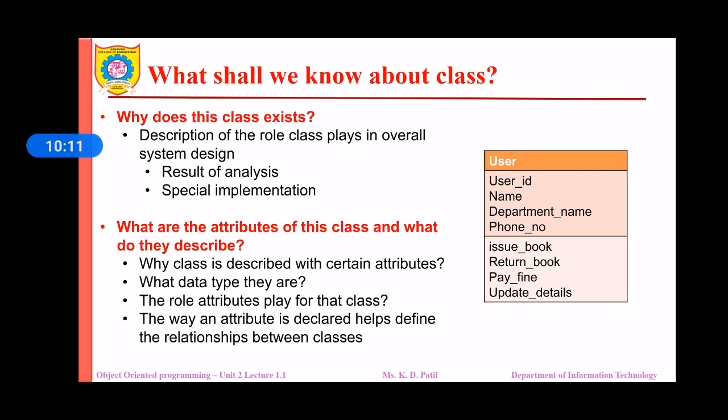Okay, then we should know what data type the attributes have. For example, user ID will have a data type of integer, and the name attribute will have a data type of string. We should know this before the development of our actual system. If we know about the classes in detail, only then is it possible for us to design our system, and once the design is ready, it will be easy for us to implement the system.